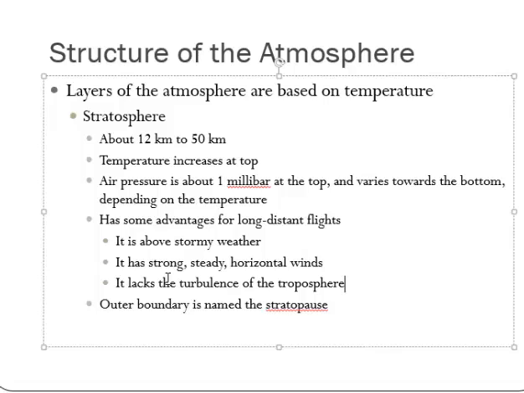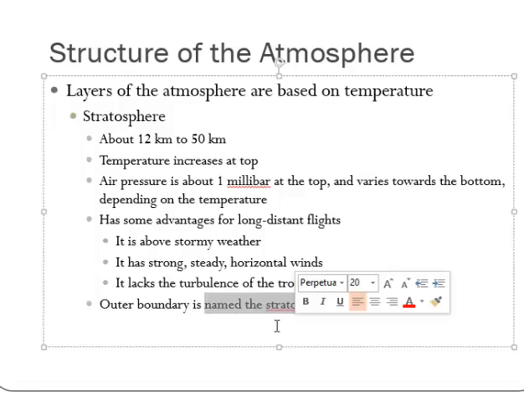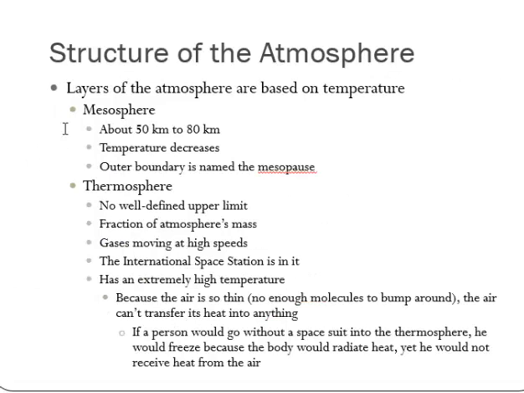That's why there's usually more turbulence in takeoff and landing than when you're in the air. Now, you could have turbulence even in the stratosphere. You could have winds going back and forth, knocking the plane around a little bit, but you're more likely to have turbulence in takeoff and landing. The outer boundary at the top of the stratosphere is called the stratopause.